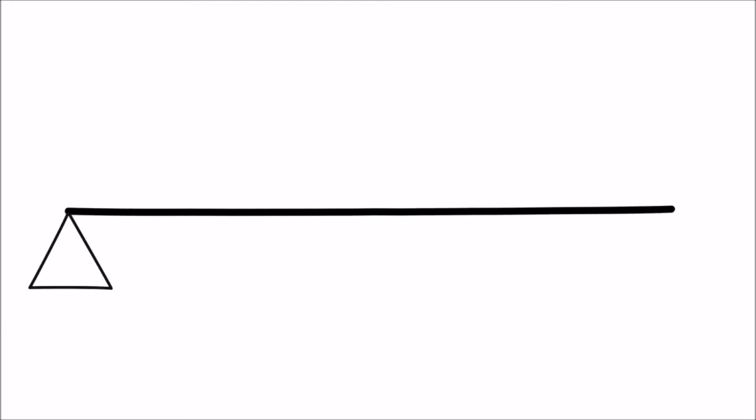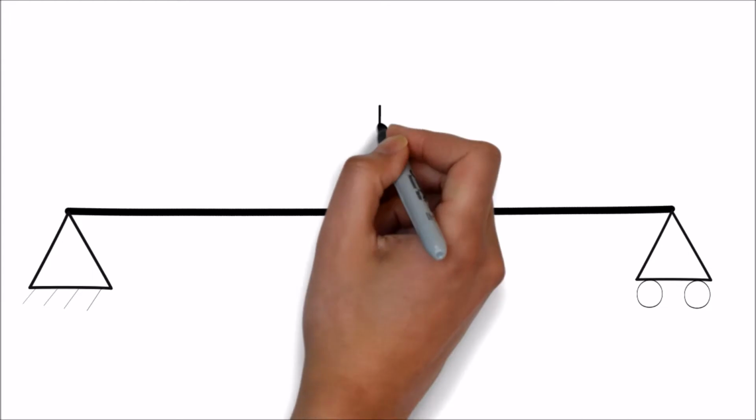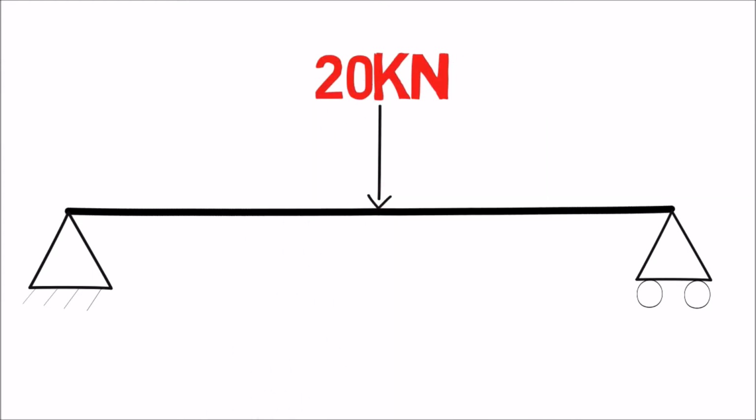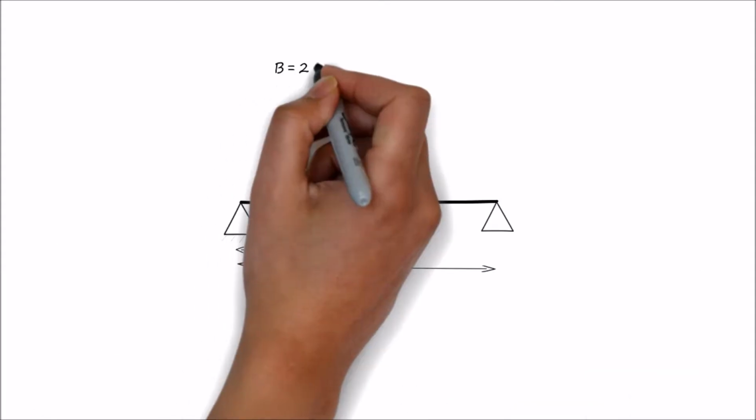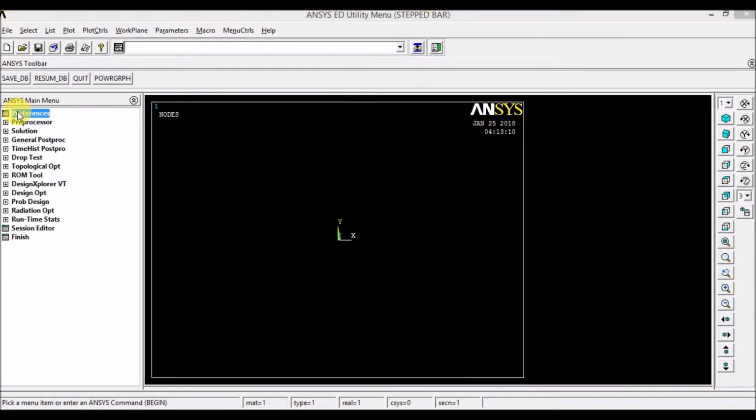Now let us consider a simply supported beam, which is subjected to a load of 20 kN at the midspan. The properties of the beam are as shown.